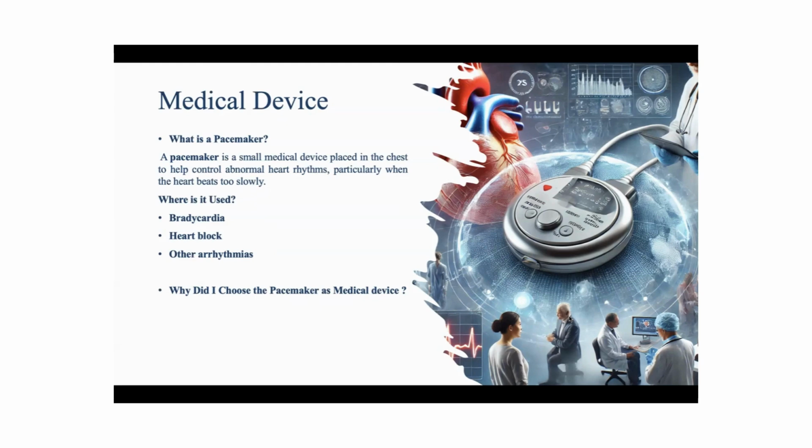Where is it used? Bradycardia. In this condition, the heart rate is too slow, and the pacemaker helps ensure the heartbeat is fast enough to supply the body with oxygen when it needs. In heart block, the electrical signals that tell the heart to beat are partially blocked, which can slow down the heart. The pacemaker helps to restore the heart rhythm by bypassing the block. Other arrhythmias are irregular heart rhythms where the heart may beat too fast or too slow.